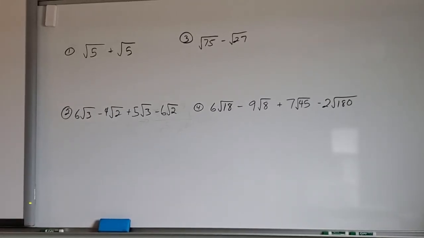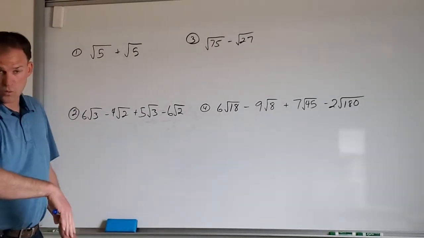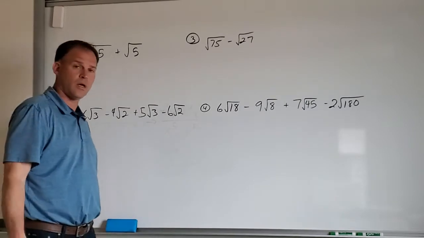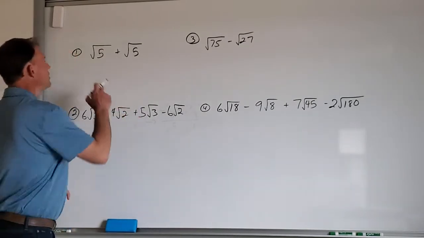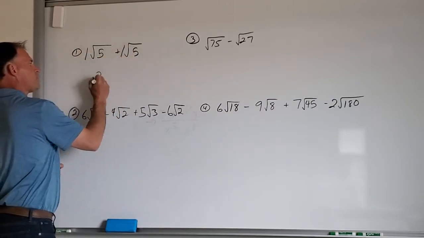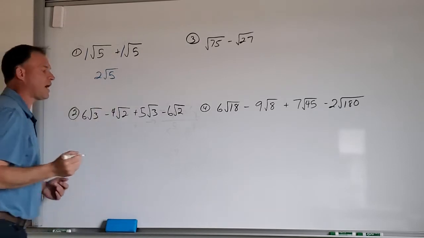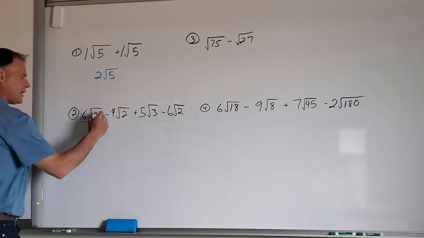All right, do these on your own. If you're at home, pause the video, work them out. If we're on campus, I'll pause the video and work them out. But here's the answers. So root 5 plus root 5. Remember, this is 1 root 5 and 1 root 5, so this would be 2 root 5. We're just adding and subtracting here. All right? Number 2, find the like terms.